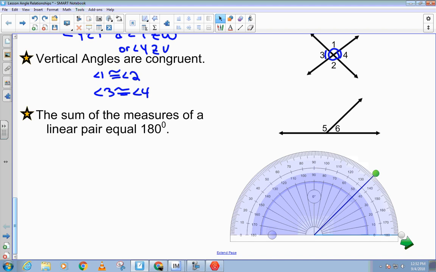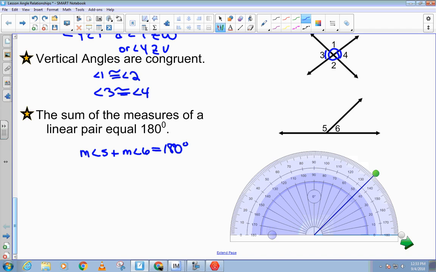Alright, so let's write that down. The measure of angle 5 plus the measure of angle 6 is 180. What are two angles that add together to equal 180 called, other than a linear pair in this case? Anybody know?